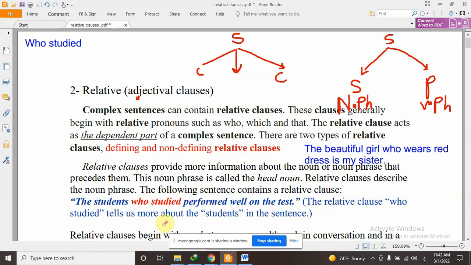Now, we said the students performed well on the test. What is this? This is an independent clause. If we write it by itself, it will be a simple sentence and it is understood. Then I come here to who studied. We said this is a dependent clause. So if I cut it and put it aside, I would say it is not understandable. It is a fragment. Right? Do you agree with me?